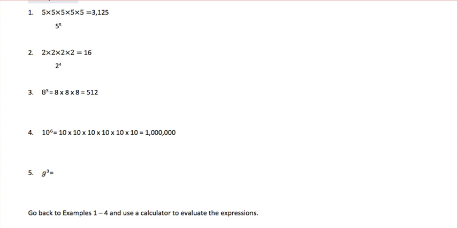Finally, we have g to the 3rd power. Now, g to the 3rd power written as a multiplication statement is g times g times g, 3 g's. But we don't know what the value of that number is because we don't know what g is. So we cannot evaluate it in terms of a single number answer.